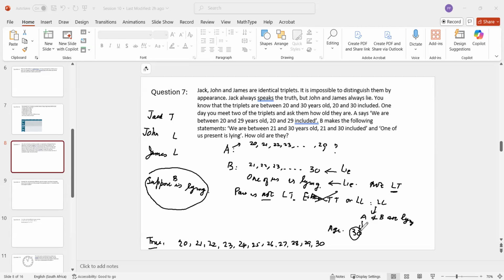But the moment you say their age is 30, B said that one of our ages could be 30. So that means B is speaking the truth. But we concluded that by assumption B is lying. So now we get an impossible situation here, because you can't have their ages be 30 and not 30 at the same time. So this is false, and we come to a contradiction. So the original assumption is false, the original assumption being that B is lying.